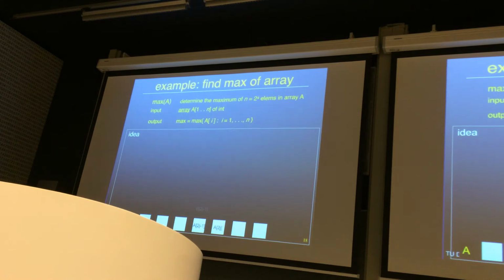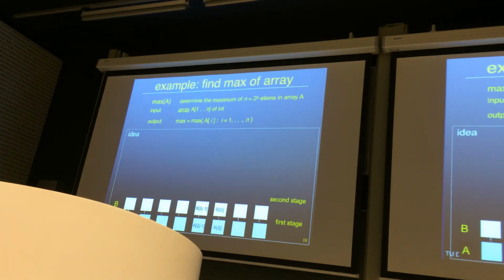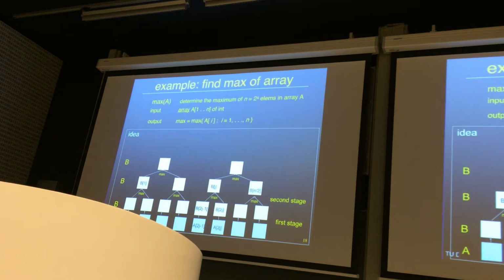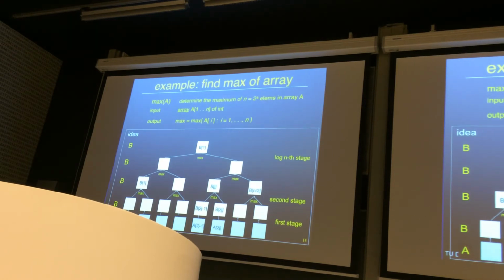Here I have the tree. This tree ends up with one node. Yeah, B node. Every node here in this tree I can charge some time to perform the operation of taking the maximum.